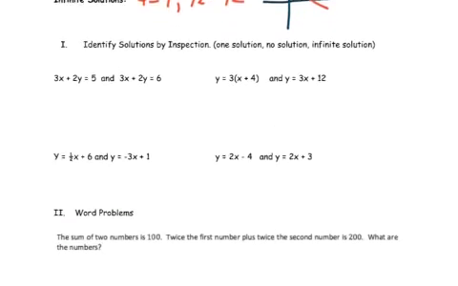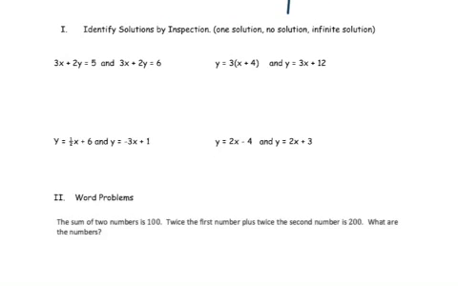So down below in section 1 we have 4 different problems. And what I'd like you to do is just try to identify what the solution is. Is it one solution, no solution, or infinite solution? So again, if it's one solution, they're going to have different slopes. If it's no solution, they're going to have the same slope, but different y-intercepts. An infinite solution is same slope, same y-intercept.